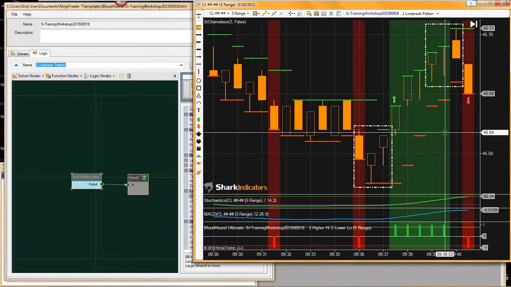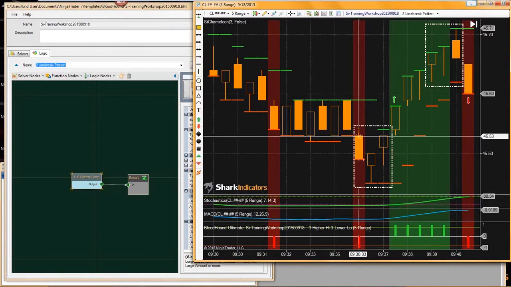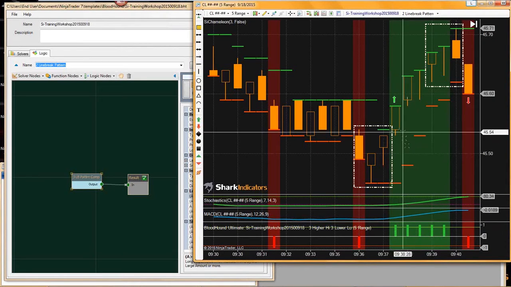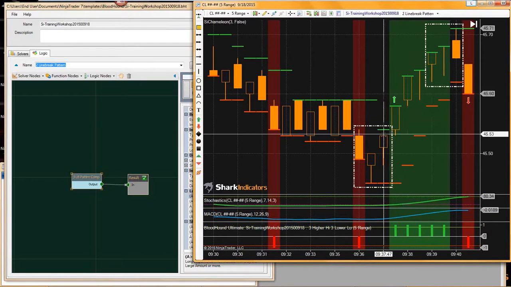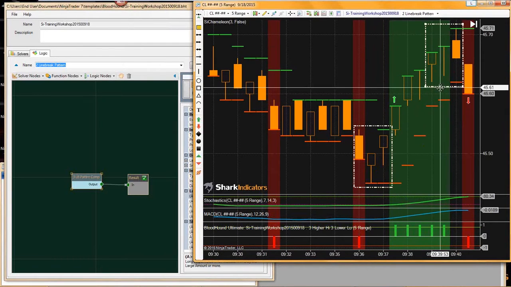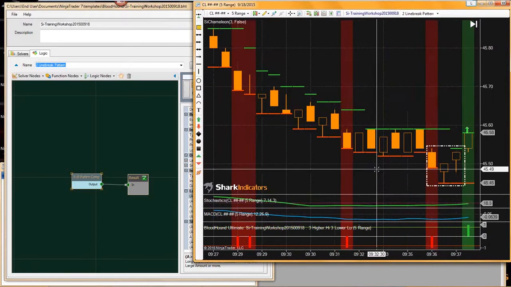So, all right. Yep, this isn't just identifying the first break, it's identifying all breaks. We can see, as price keeps moving up, obviously it keeps breaking the high of the last 3 bars.